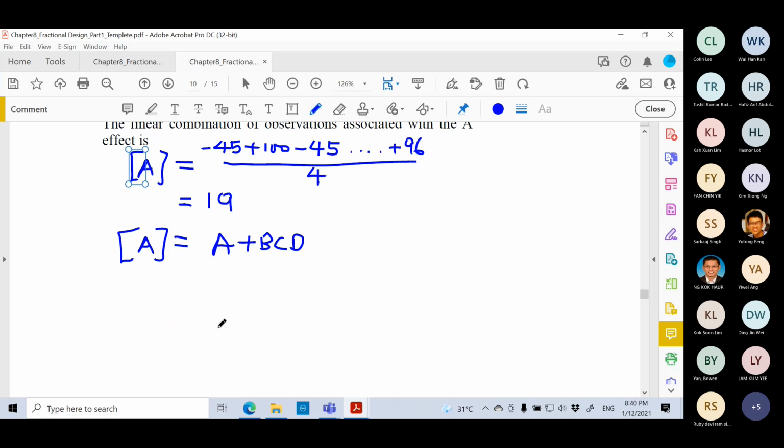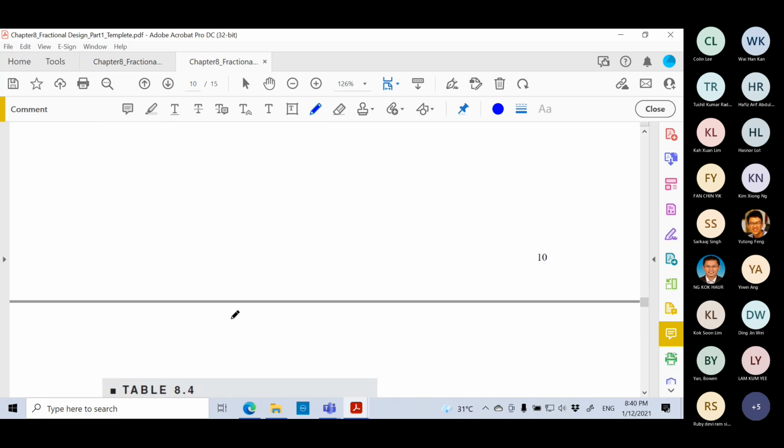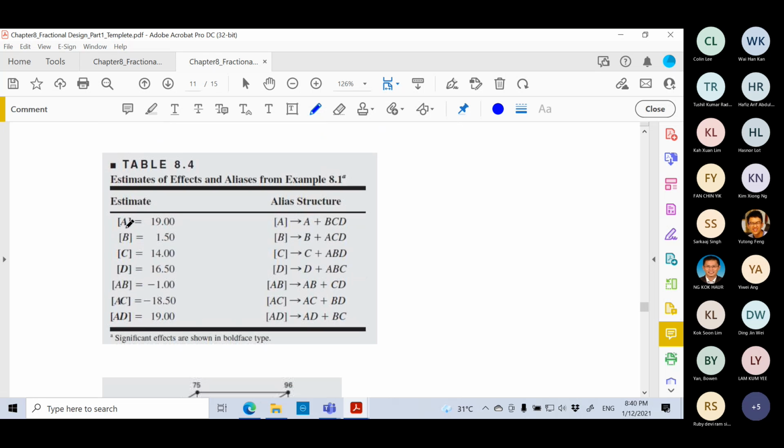Okay, so the rest of them I can show you in the following diagram here. Just now I showed you how to calculate the first one. Then the rest of them you can calculate. So in fact, A means that you get A plus BCD. You are calculating B, which comes from B plus ACD. Okay, so if you are calculating AD, it means AD plus BC. They come from both of them. Okay, so this is what you can observe from the diagram here.